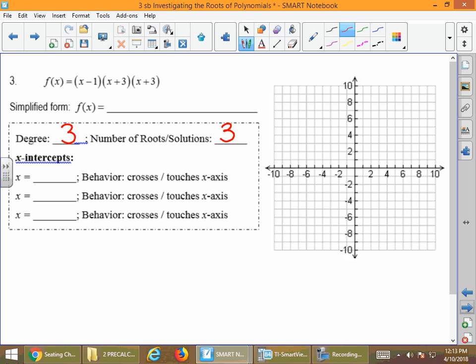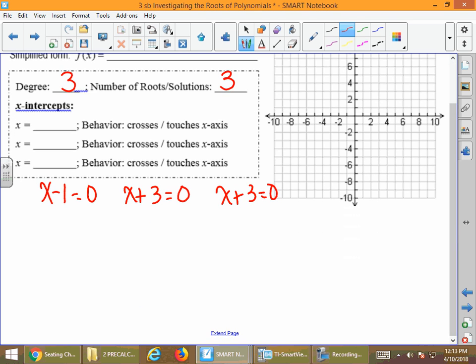And where those roots come from, even before I write the simplified version, is you can take x minus 1 and set it equal to 0. And x plus 3 and set it equal to 0. And x plus 3 and set it equal to 0. And when we do that, add 1 to both sides, so we get x equals 1.